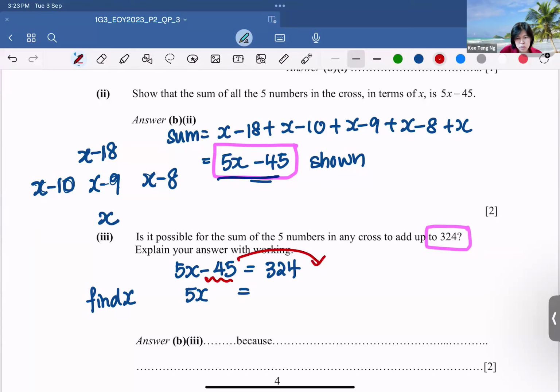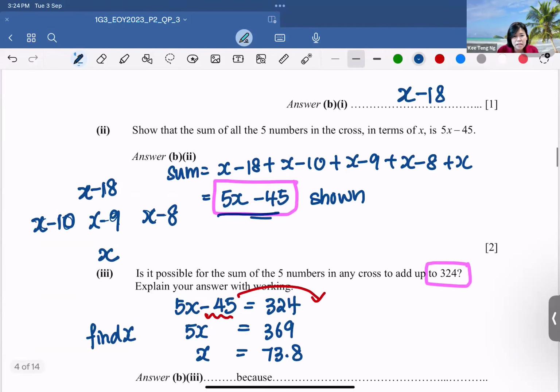So I have 5x equals, let me see who else can answer my question. 324 plus 45, 369. And then I want to get a value for x. I divide by 5. I got the number 73.8. So what's up with this number 73.8? Not an integer. Very good.